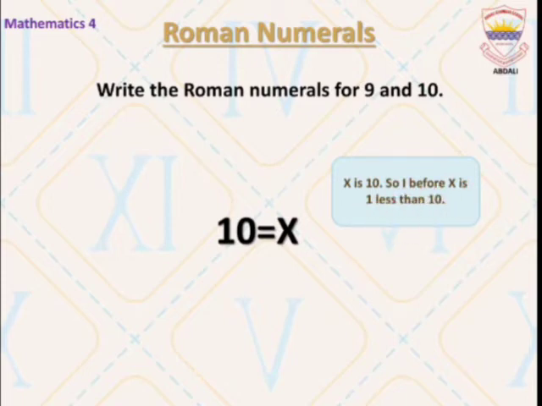When we take 1 from 10, we get 9. I before X is equal to 9. IX is equal to 9, and X is equal to 10.